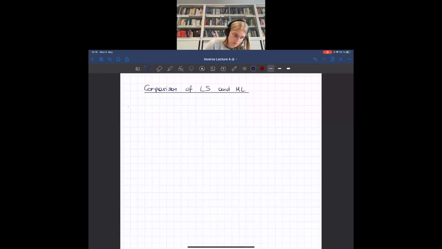So for the least squares, we had the solution given as G transposed G inverse and then G transposed times D, where this inverse operator was given as G transposed G inverse times G transposed.